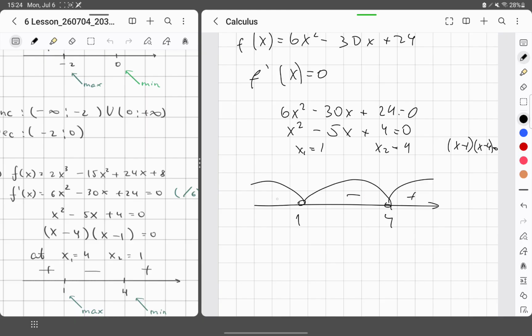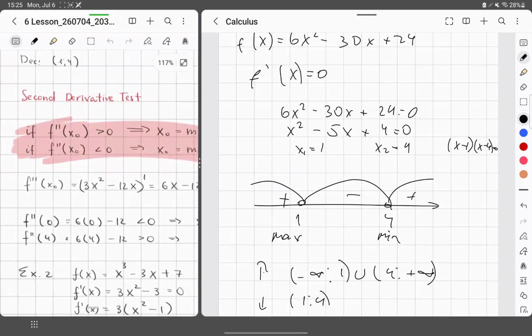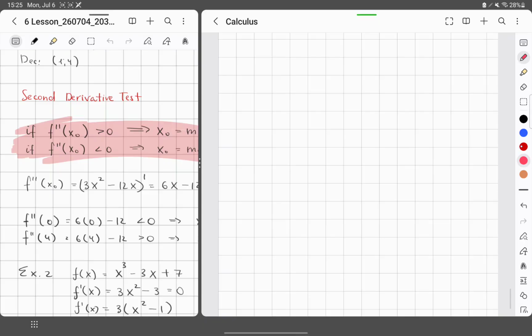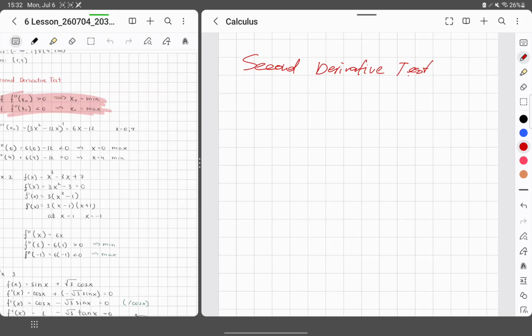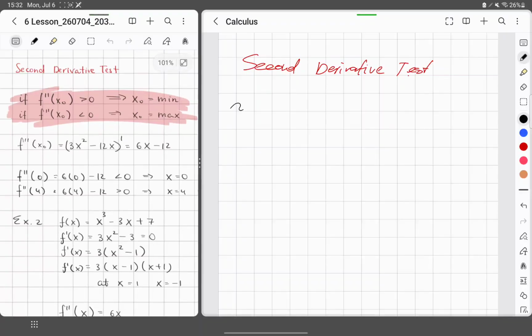It is positive, negative, positive. This point will be the maximum, this point will be the minimum. Increasing will be negative infinity to 1, and 4 to positive infinity. Decreasing will be 1 to 4. Okay, that was too quick. So we have the second derivative test. Sorry for the interruption. What is our second derivative test?